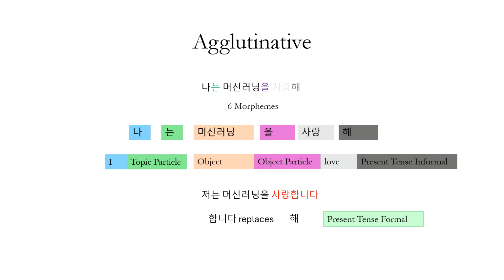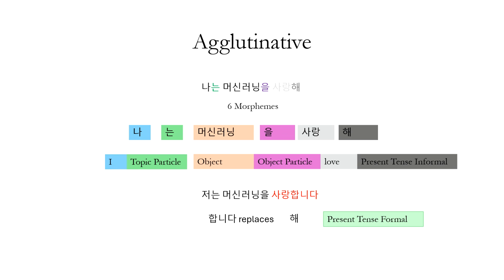Now I'm going to get into agglutinative for Korean. So it says 나는 machine learning을 사랑해. So it's like I love machine learning, and that could be broken down into 6 morphemes here, right? So I, which is 나, 는, which is a topic particle, machine learning, which is the object, 을, object particle, 사랑, love, 해 is present tense informal.